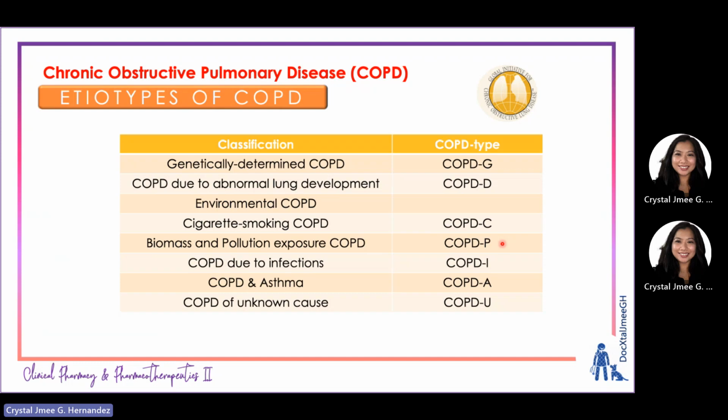So basically, this can be either childhood infections, tuberculosis associated COPD, can also be the HIV associated COPD. Next is COPD and asthma, which is COPD-A. Particularly, this pertains to childhood asthma related COPD. And last but not the least, we have the COPD of unknown cause or the COPD-U, which is basically idiopathic. This particular etiotypes was adopted from Celli et al. 2022 and Stolz et al. 2022.